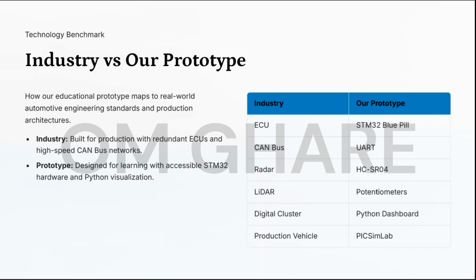In our prototype, we use the HC-SR04 ultrasonic sensor and potentiometers to simulate the vehicle inputs. Similarly, instead of commercial digital instrument clusters, we have developed a custom Python dashboard that displays all the vehicle parameters in real time. So while the hardware platform is simplified, the workflow of sensing, processing, communication, and visualization follows the same principle used in modern automotive embedded systems.